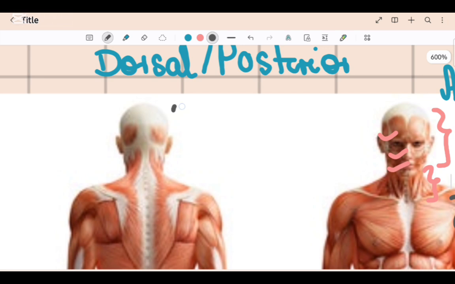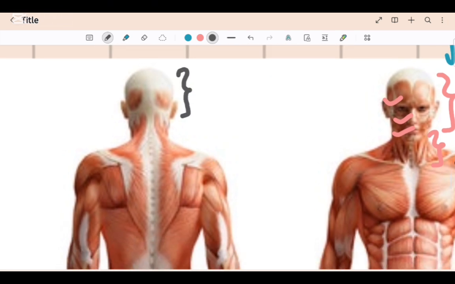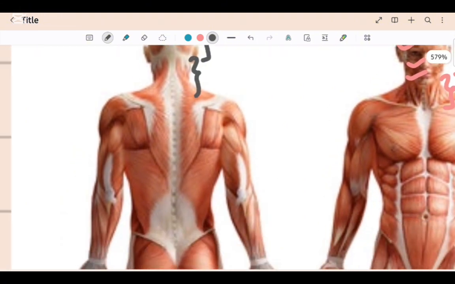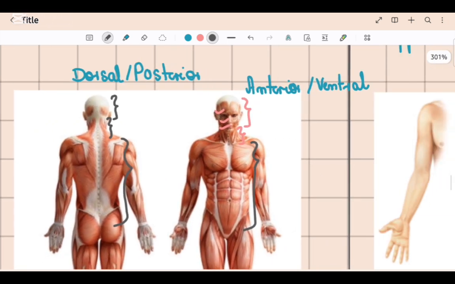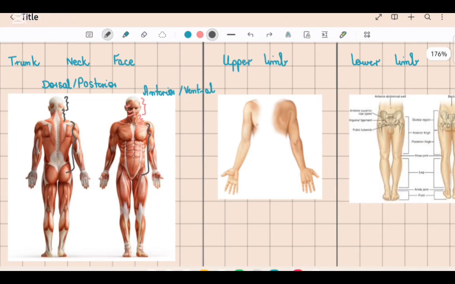Now here you can see the back of your head and the face, so that's the dorsal or the posterior view of your face. This is the dorsal or the posterior view of your neck, and this is the dorsal or the posterior view of your trunk. Okay, so that was all about the anterior, ventral, dorsal and posterior. Now the next thing is the medial and the lateral.